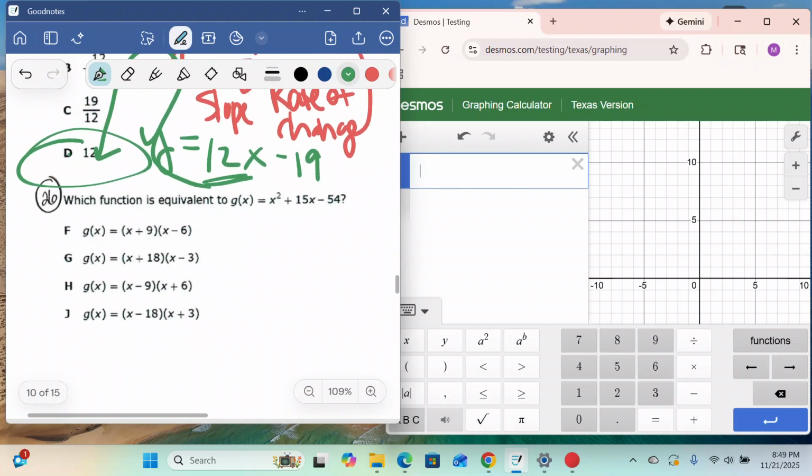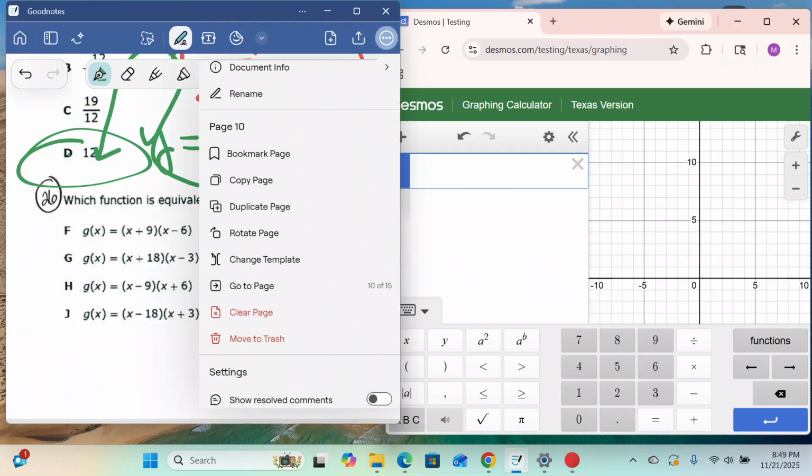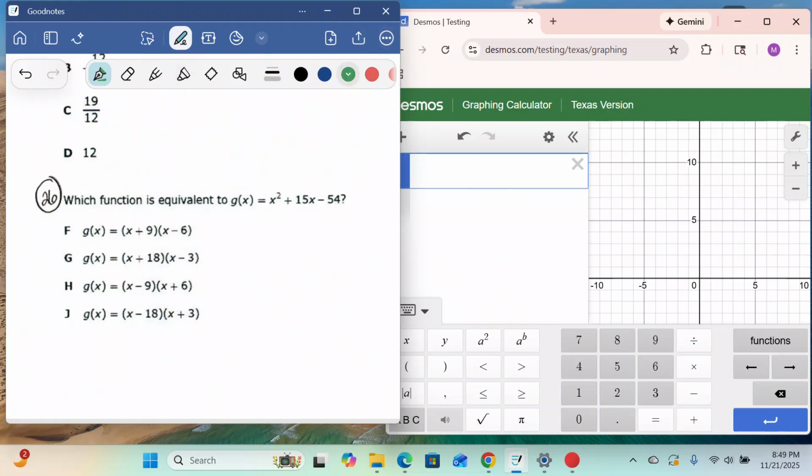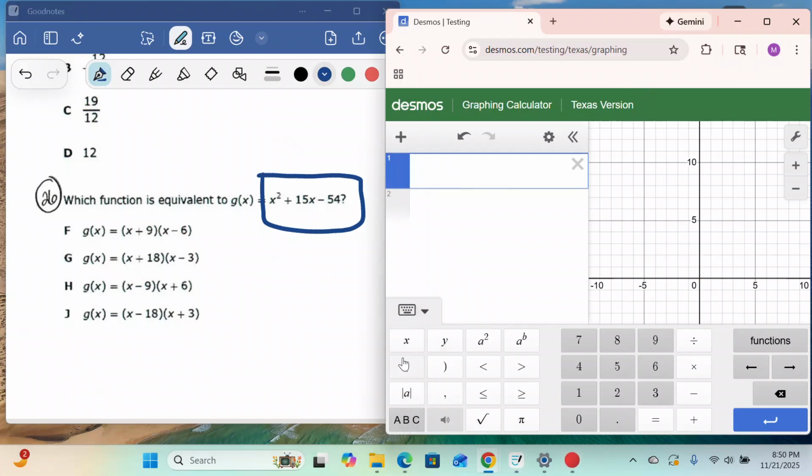If you look at 26, what you would do is input this into Desmos and let Desmos do the work for you. So my challenge here is to try it out. Go ahead and input that one into Desmos and make sure that you get it correctly. So I'm going to go ahead and input it.